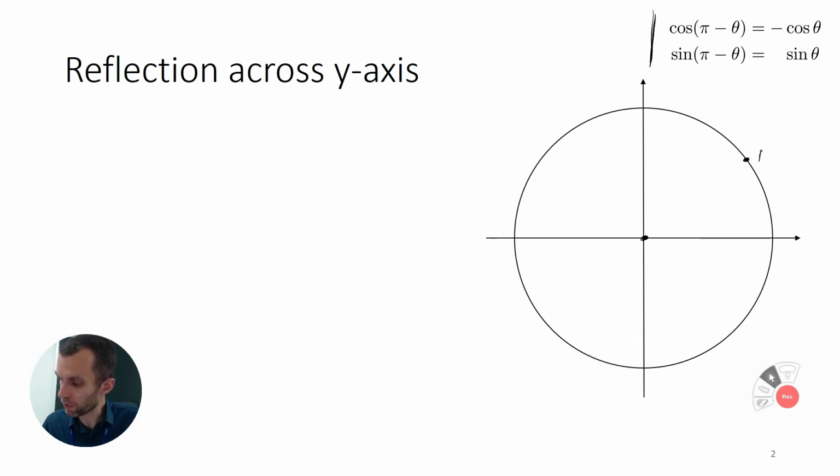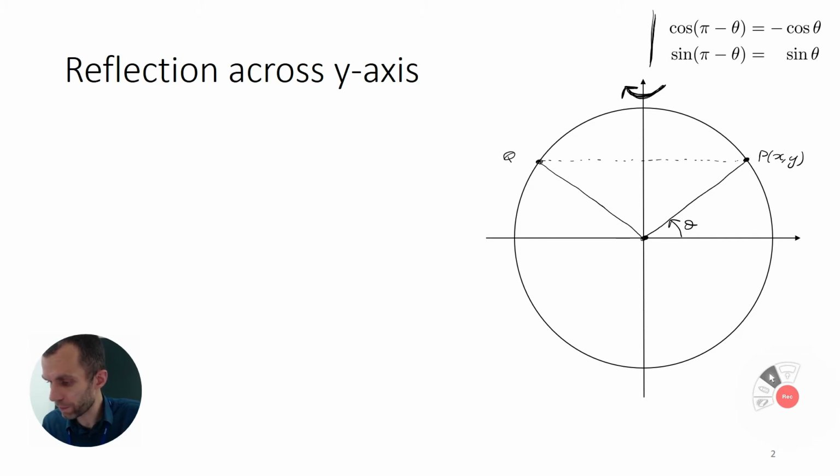Let's take a point P on there, defined by an angle theta. And now, as the title of the slide suggests, let's reflect that point across the y-axis. So we take the entire unit circle and we flip it 180 degrees across the y-axis. And what that does is it takes the point P into the point Q that I'm drawing here, and the radius becomes this.